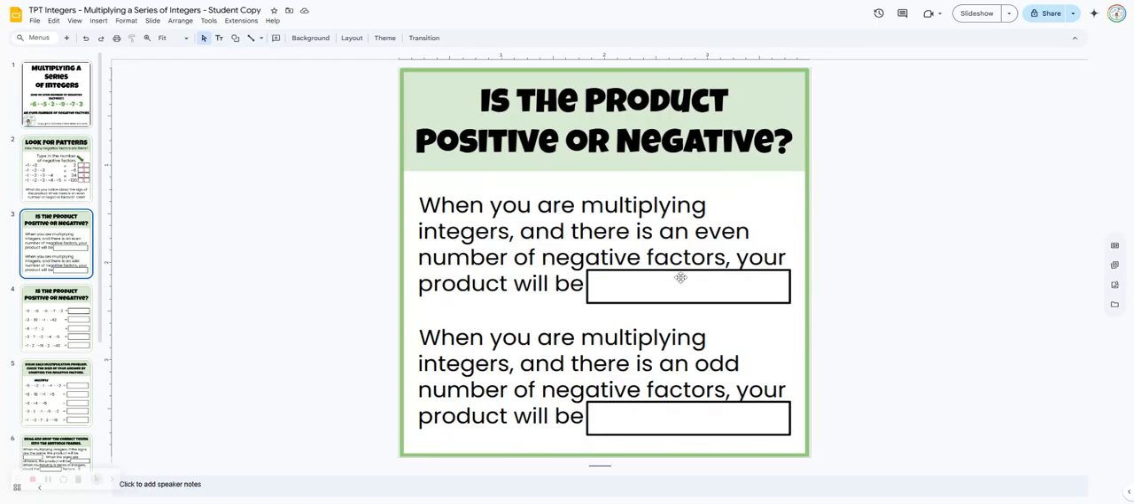So on the next slide, we're just going to have them review that again and type it in. So when there's an even number of negative factors, your product will be positive, and they're just going to type it in. When there's an odd number of negative factors, your product will be negative.